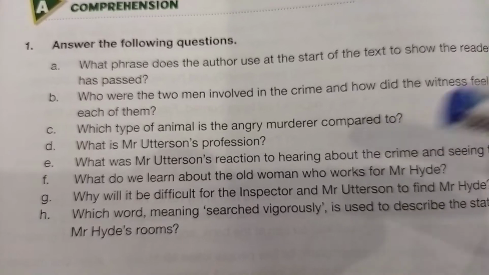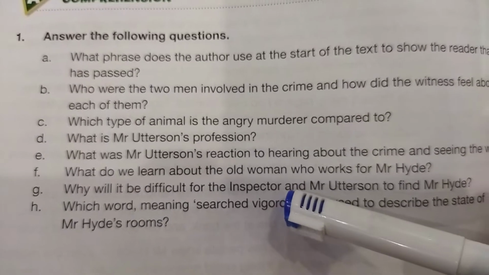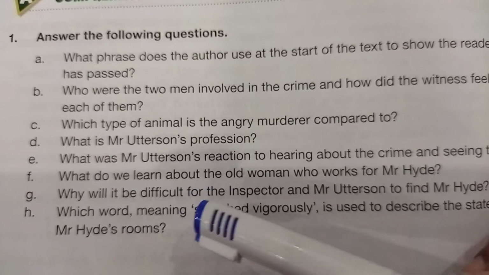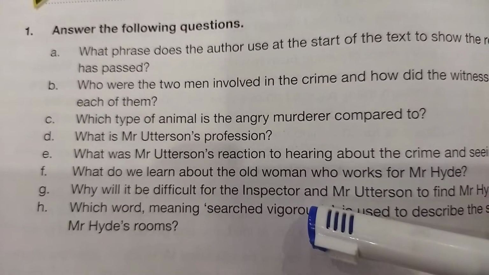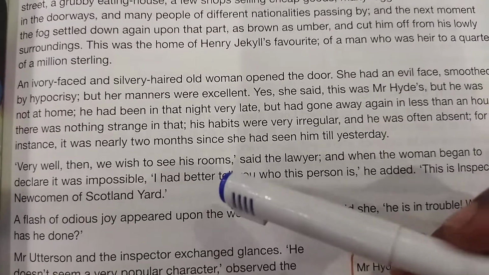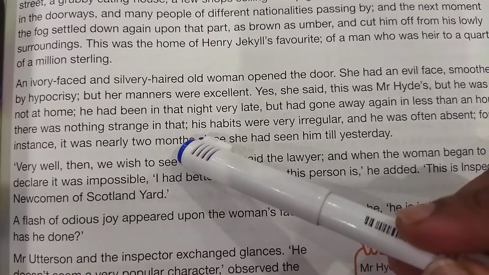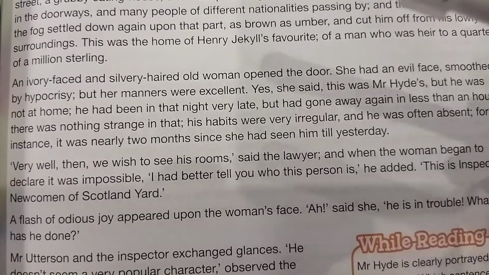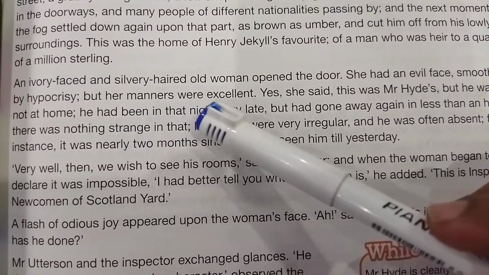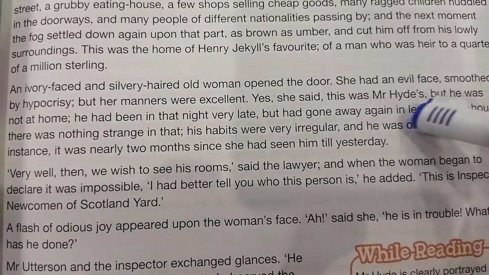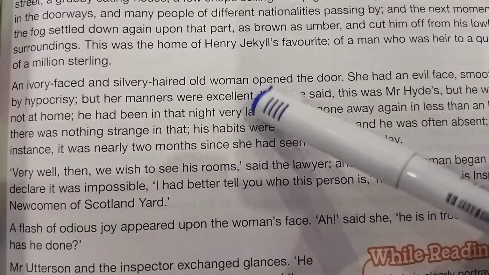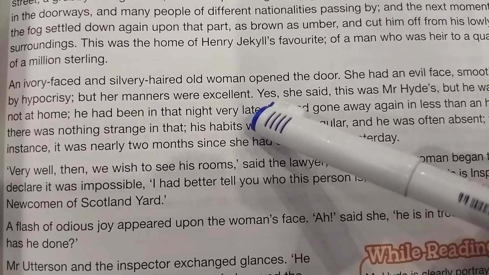Now part F. What do we learn about the old woman who works for Mr. Hyde? That is, what we come to know about the old woman who works for Mr. Hyde. You'll find the answer on page number 47. Actually, we have to describe her appearance, how she looked and what her manners were. So an ivory-faced and silvery-haired old woman opened the door. She had an evil face smoothed by hypocrisy, but her manners were excellent. This is how the author describes her.